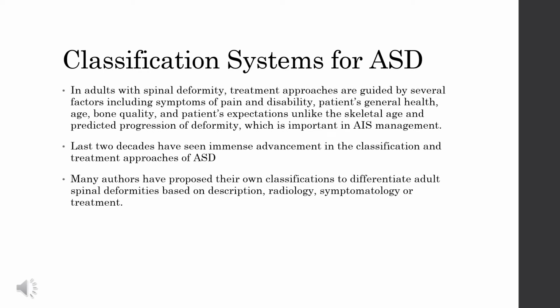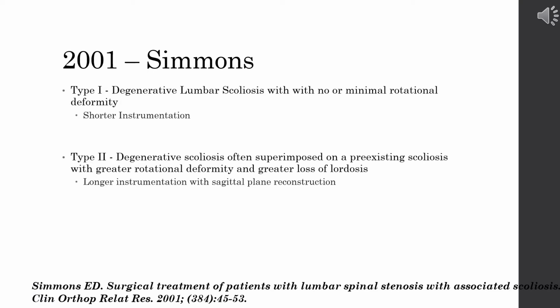Many authors have proposed their own classifications to differentiate adult spinal deformities based on description, radiology, symptomatology, and even treatment. To begin with, let us go back to 2001, where Edward Simmons published an article entitled Surgical Treatment of Patients with Lumbar Spinal Stenosis with Associated Scoliosis. In the study, he classified adult scoliosis into 2 groups based on the presence or absence of vertebral rotation.